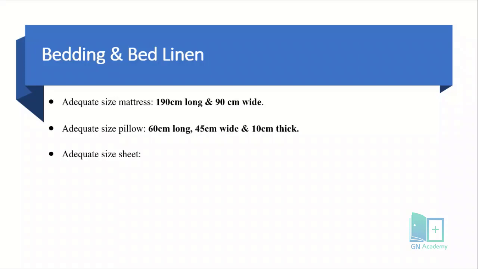Coming to the next, adequate size of sheet. Here the sheet size is very important, and the adequate size sheet should be 108 inches long, 76 inches wide. In centimeter, 174 centimeter long, 193 centimeter wide. So this is the adequate size of sheet.